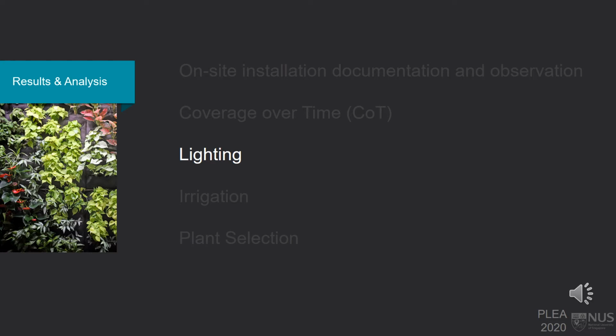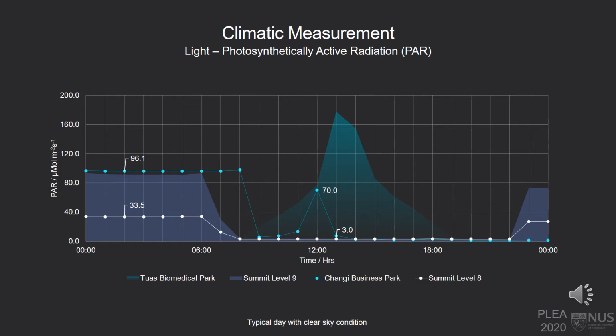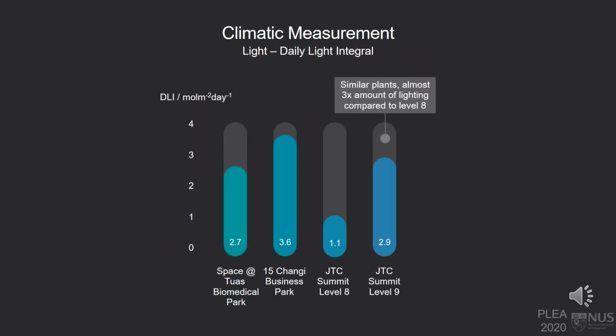The first factor identified is lighting. Photosynthetically active radiation, PAR, was measured in all sites. And daily light integral was calculated based on PAR data. It is found that although one of the sites has 3 times the amount of DLI as another site, the plants' growth conditions were not so much different. So there might be a light overcompensation problem, which leads to a great waste of electricity and the increase of life cycle costs.